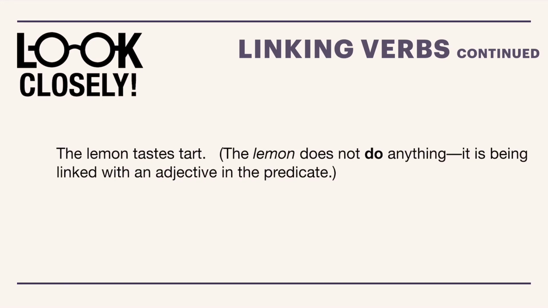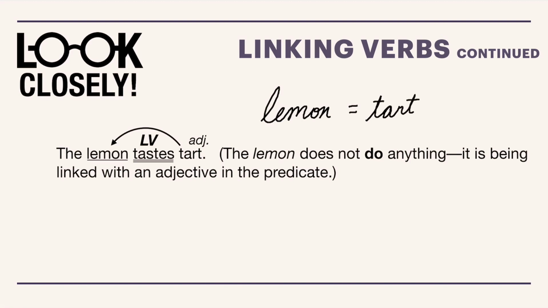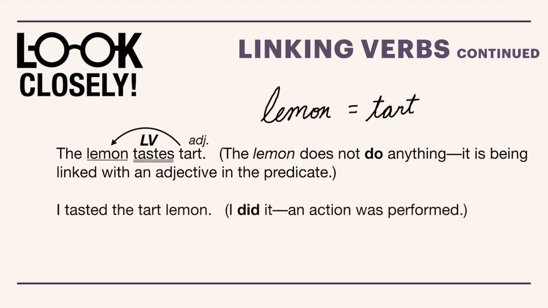Now, the lemon tastes tart. The lemon does not do anything. It is being linked with an adjective in the predicate. So we have lemon as the subject, and tastes is the verb. What kind of verb is tastes? It's a linking verb, and it's linking tart to lemon. The adjective tart is referring to lemon. We can do this little test: lemon is equal to tart. And that's a good statement.